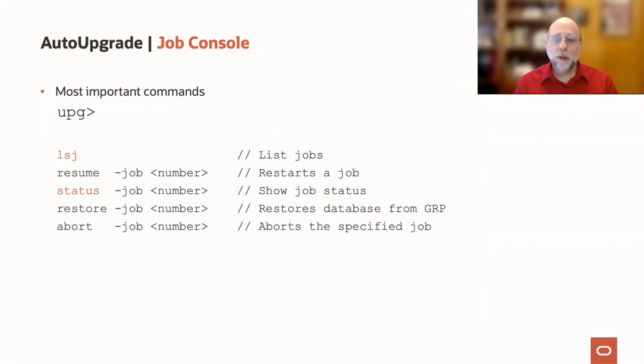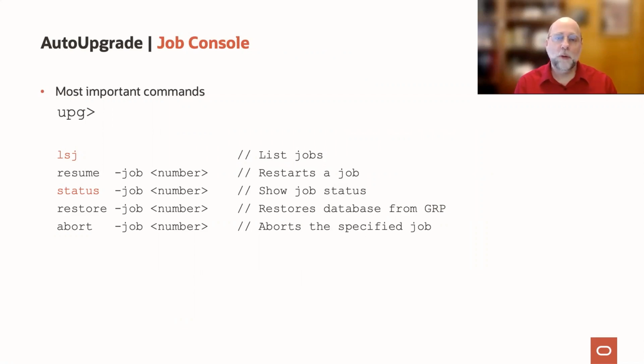But there's a lot more you can do from that command console, not just get information, but control the process. You can stop or resume an upgrade job. You can restore that guaranteed restore point, in which case with one command, we take care of everything needed to flashback, go to your old Oracle home, open reset logs, and so on. And there are other capabilities provided as well.